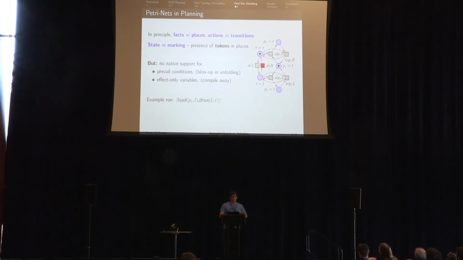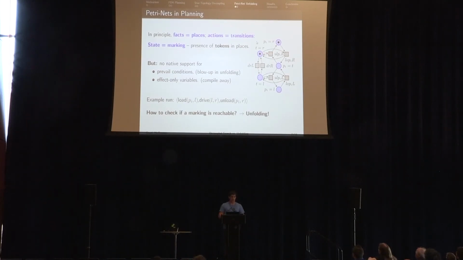Say we drive on from left to right. Well, nothing special about that. We consume the token down here, and we place it up here. And now, say we unloaded the package at the right. Then again, we consume the two tokens, one for the package, one for the truck, and we place both back to the position.